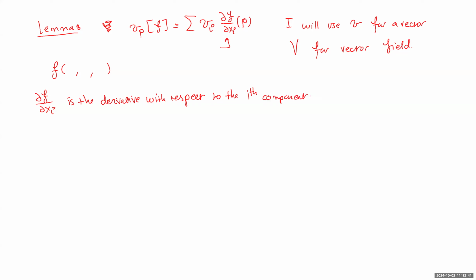So here, what is this going to give us? V1 partial f partial x1, which is just x. Then we plug p there. Then we will have V2 partial f partial y. You plug a, b, p. Then finally, we have V3 partial f partial z. We plug a, p.